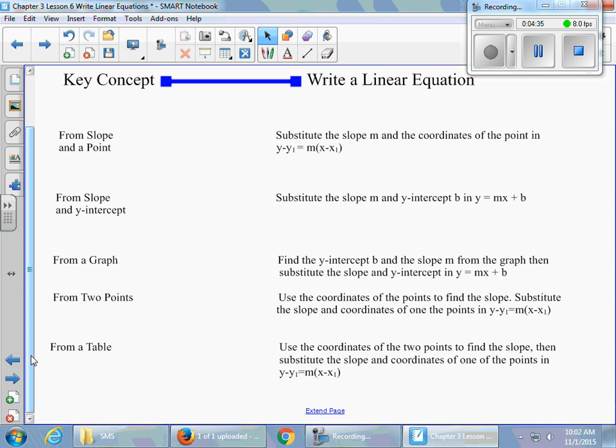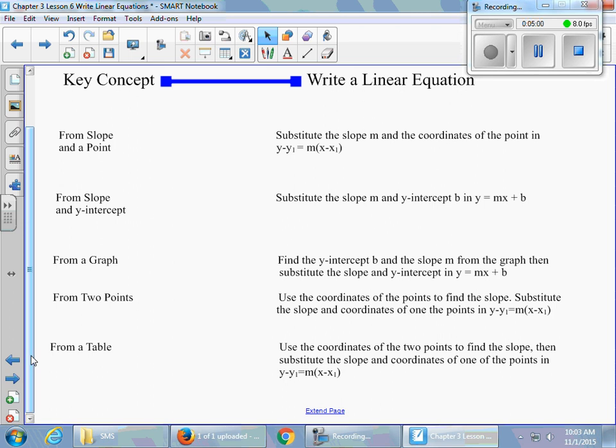From 2 points, we use the coordinates of the points to find the slope. Then we can substitute the slope and one of the coordinates into our point slope form. And from a table, we can use the coordinates of 2 points to find the slope, and substitute the slope and one of the coordinate points into slope intercept form again.